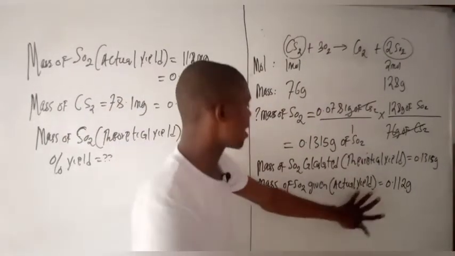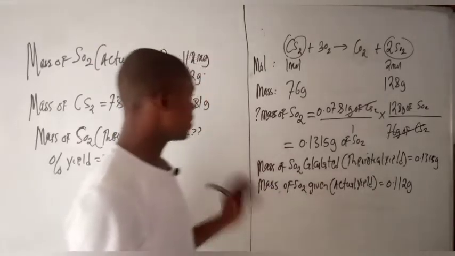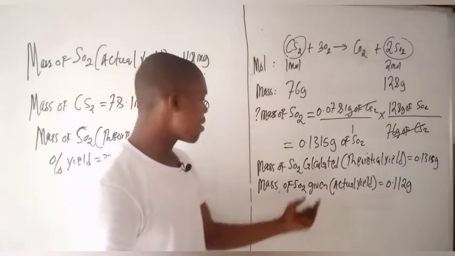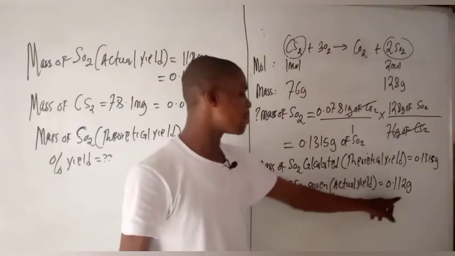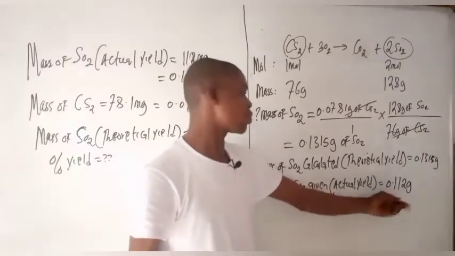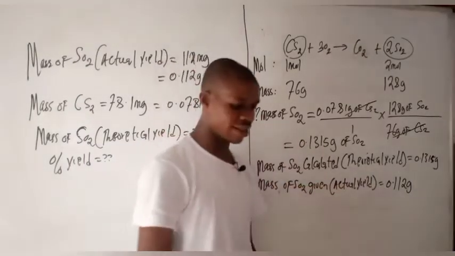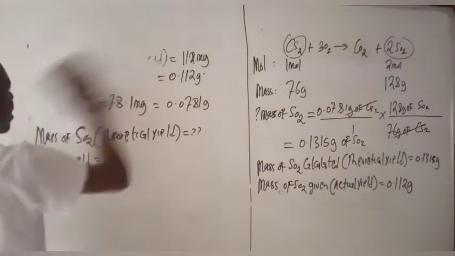So with this, we can now calculate my percentage. Another thing I want you to keep in mind is that my theoretical yield is always higher than my actual yield. Do you get that? Always keep this in mind: theoretical yield is always higher than actual yield. So now apply the formula here.